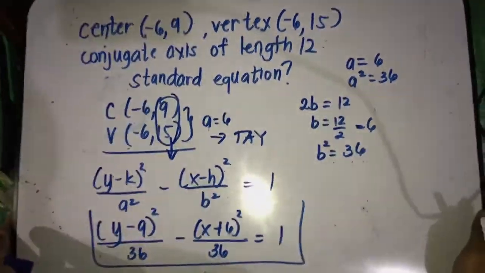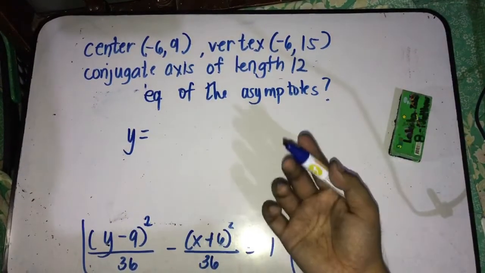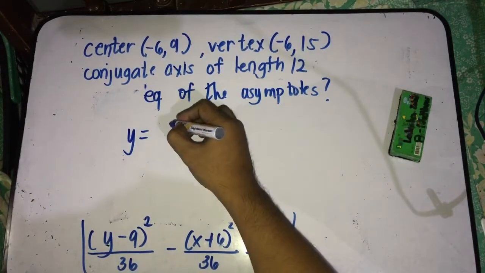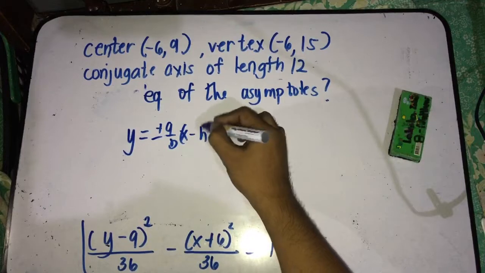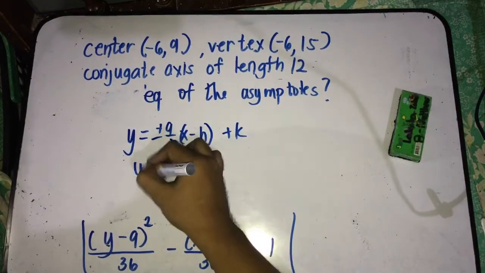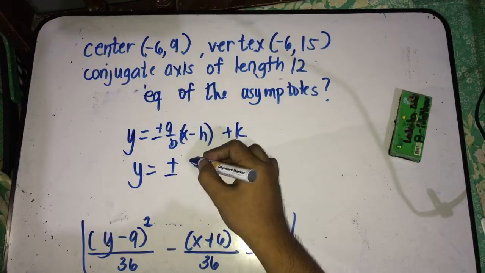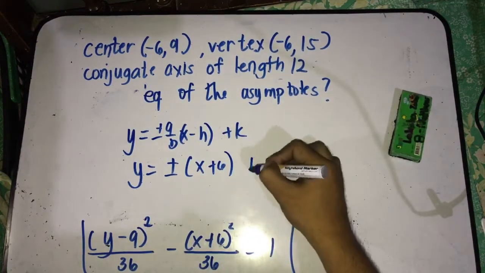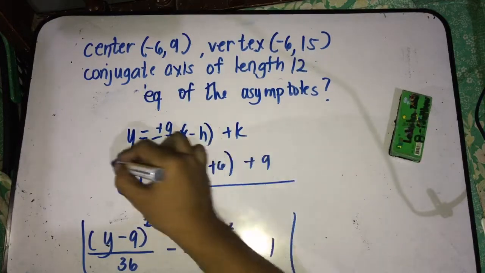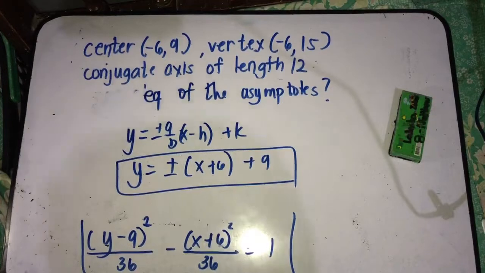Nilito ko lang, answer would be y is equal to, tie siya. So that is plus minus a over b times x minus h plus k. Therefore, y is equal to plus minus 36 over 36, which is 1. So plus minus x plus 6 plus 9. So this is the correct equation for the asymptote.